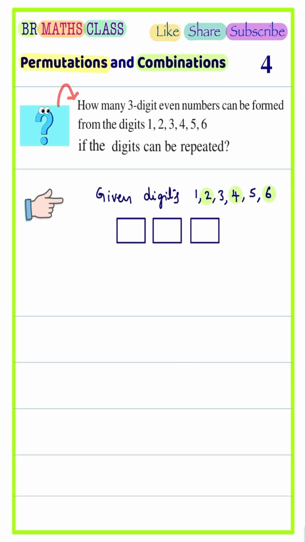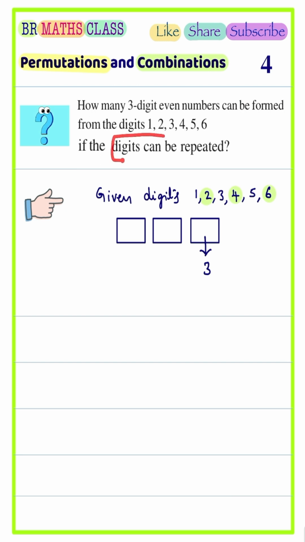You observe this question. How many 3-digit even numbers can be formed using the digits 1, 2, 3, 4, 5, 6 if the digits can be repeated? In the units place, if an even number is present, then we can say that the 3-digit number is an even number. You can observe they have given 3 even numbers. So, I can fill this units place with 2 or 4 or 6. So, this can be done in 3 ways.